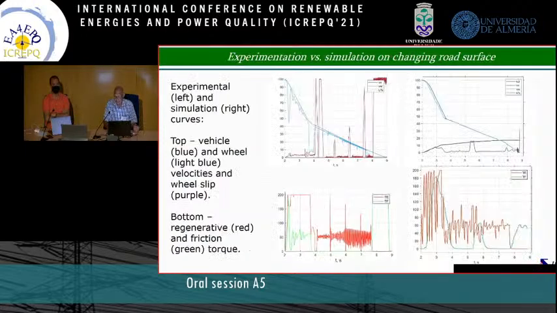Some results are shown in this slide. To the left, the experimental result, to the right, the theoretical result. They look similar enough, and this is our conclusion. The system can operate successfully in different situations.